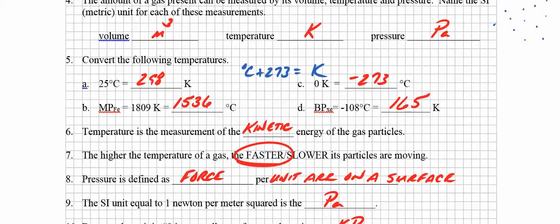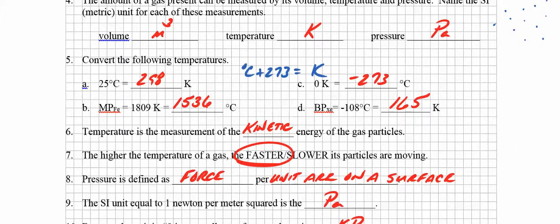Letter C, we have 0 degrees Kelvin. By the way, that's called absolute temperature. We cannot get any colder than that in our universe. So 0 degrees Kelvin, simply subtract 273. 0 minus 273 would be negative 273 degrees Celsius. Again, notice the little circle in the degrees Celsius, but no little circle in the Kelvin.